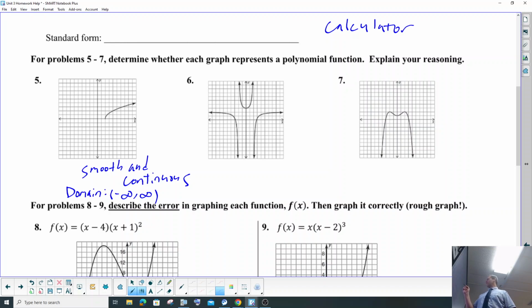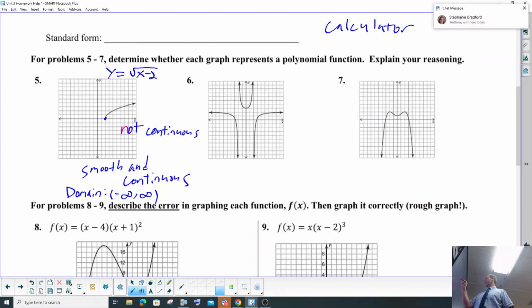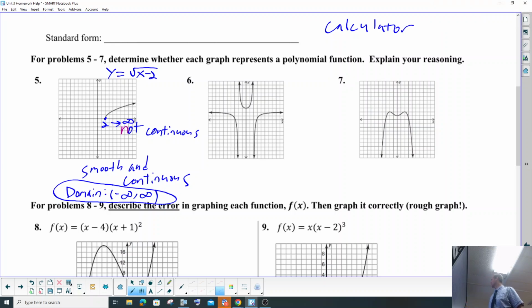And so number 5, right? So that's actually a square root shifted to the right too. But anyways, if it went this way, then it would be a polynomial, but it's not. So it's smooth, but this one's not continuous, right? It just starts at 2 and then goes to infinity, and the domain needs to be negative infinity, positive infinity, right?